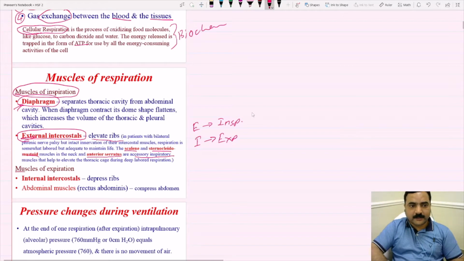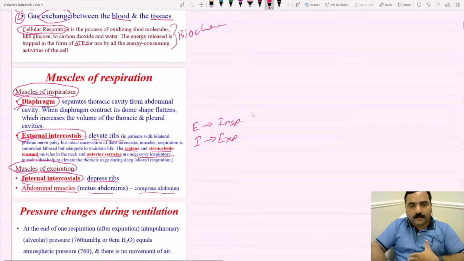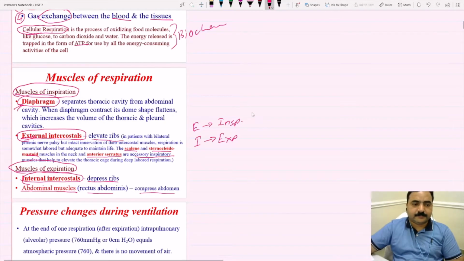Normally, the process of expiration is passive. You don't need any muscles involved there. Normally, it's just the elastic recoil and the surfactant and the surface tension that help the expiratory process. But in the case of forced expiration, you need the internal intercostals, which help to depress the ribs. And then you have the abdominal muscles, the rectus abdominis, that compress the abdomen. When you compress, it helps to compress the lung. So these are the muscles of inspiration and expiration.